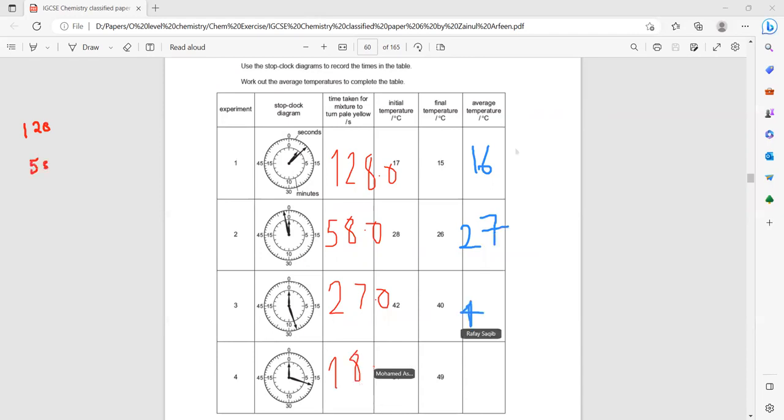The second one is 58. The third one is 27. And the fourth one is 18. And we have 16, 27, 41, the average temperature, and then 50.